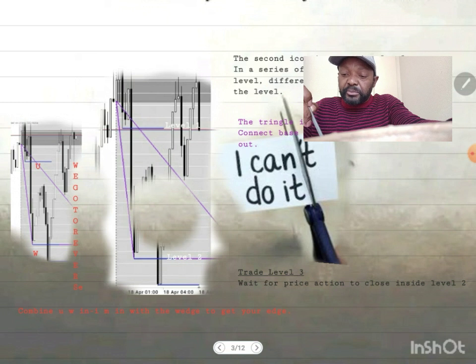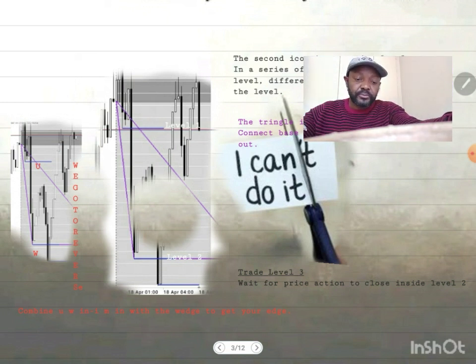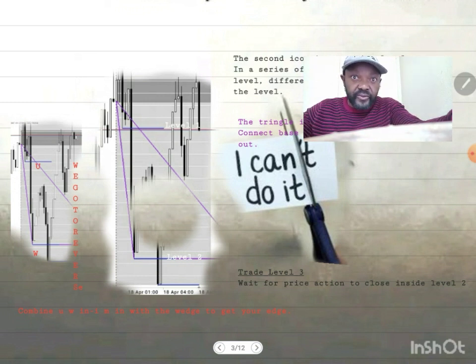In a series of black candles, the level is when there's a series of black candles, and then suddenly there is a white candle. And then from there we count the level. When there is a series of white candles and then the black candle just pops up, that's where we count a level.